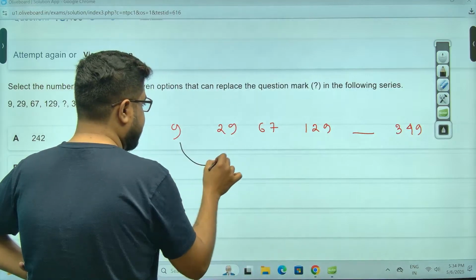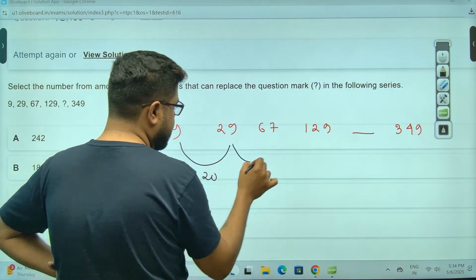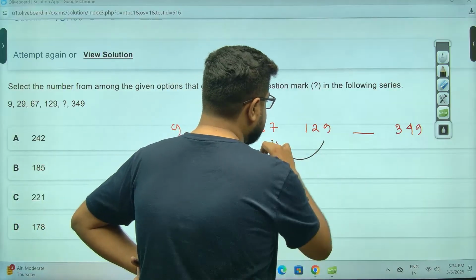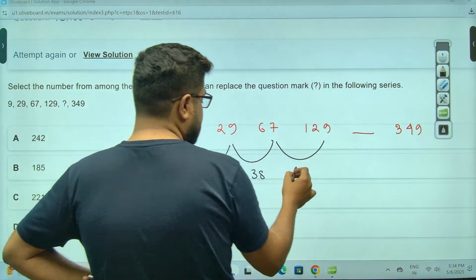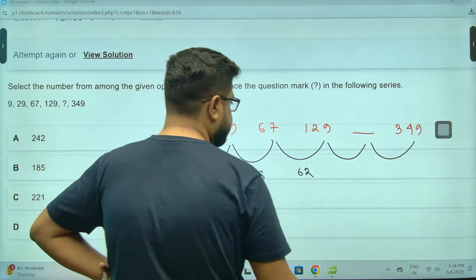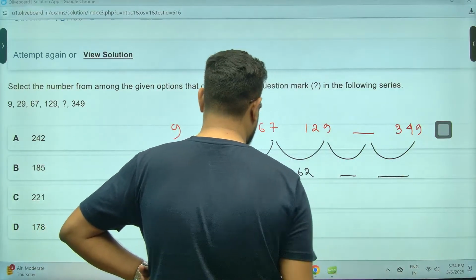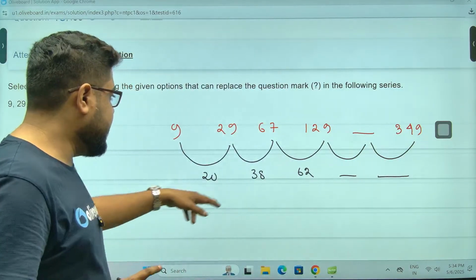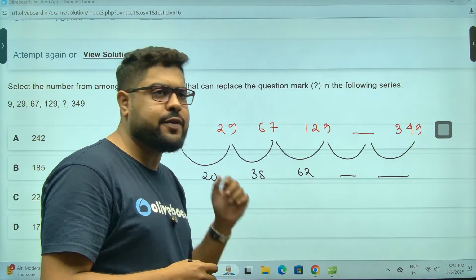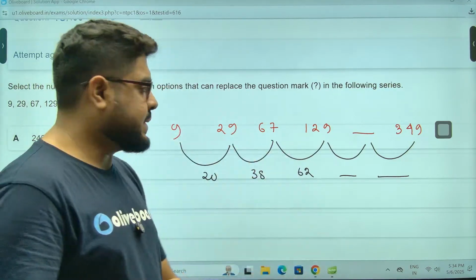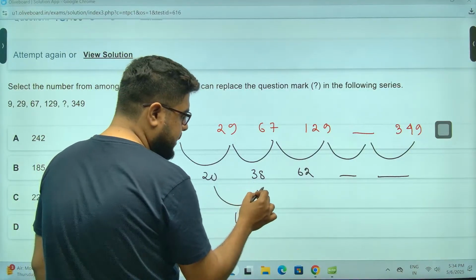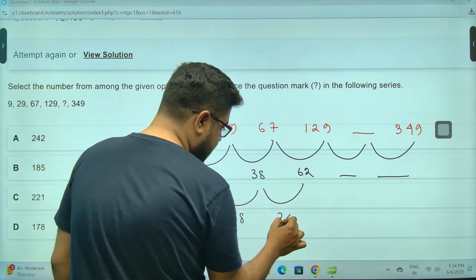So 9 to 29 is a 20 difference. This is how much? 38 difference. 69 to 129 is 60, so 62 difference. This I don't know, this I don't know. Acha. 18 gap, and this gap is how much, sir? 18, then for 40, 24 gap. Increment by 6. You are getting my point now. This is the 18 gap, this is the 24 gap.